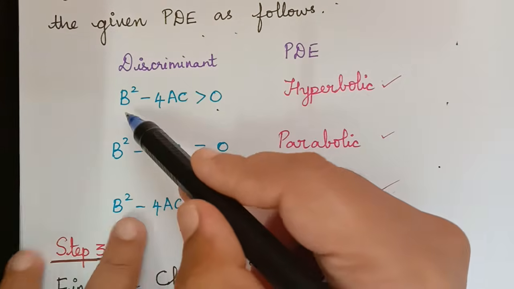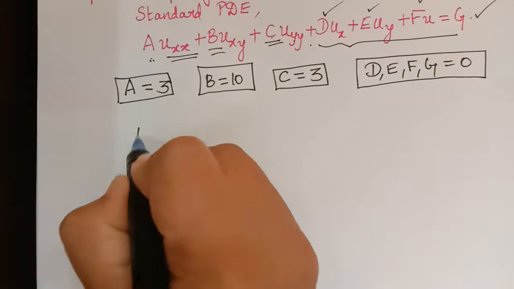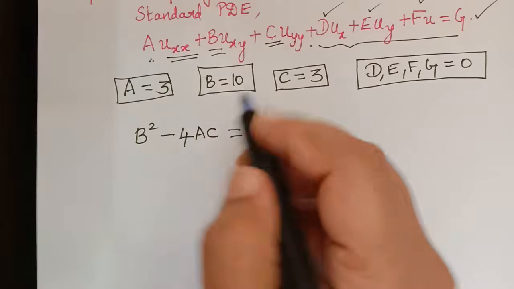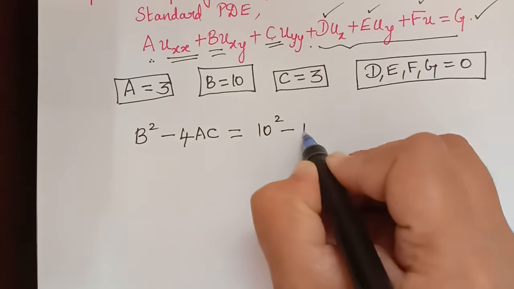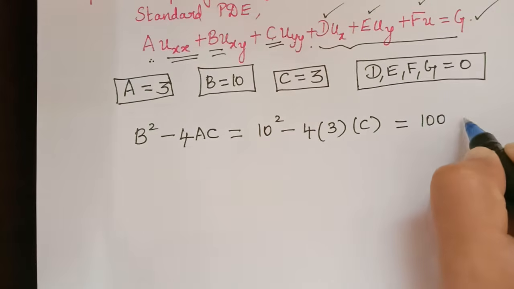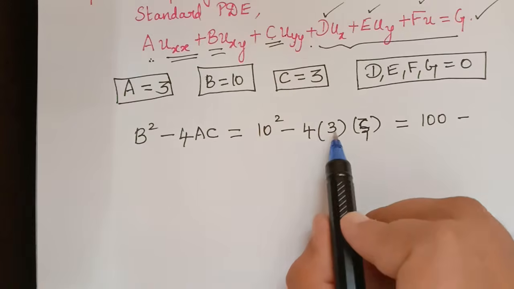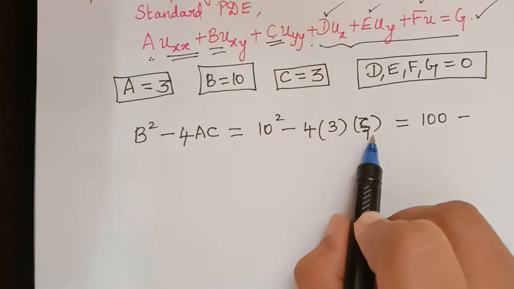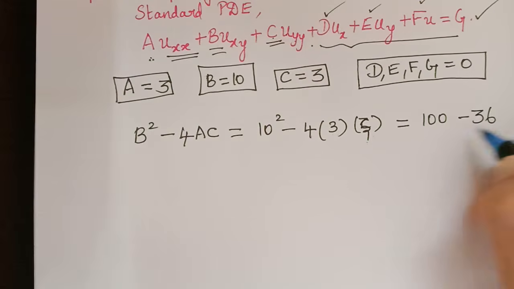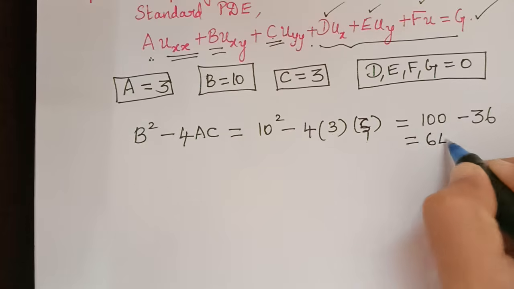So let us evaluate the value of b squared minus 4ac now. From the obtained values, b squared minus 4ac is equal to, the value of b is 10, so 10 squared minus 4 multiplied with 3 multiplied with c, which is 3. That is 100 minus 4 multiplied with 3 and again multiplied with 3. 4 threes are 12, 12 multiplied with 3 is 36. So 100 minus 36, and we obtain the value of b squared minus 4ac as 64, which is greater than 0.